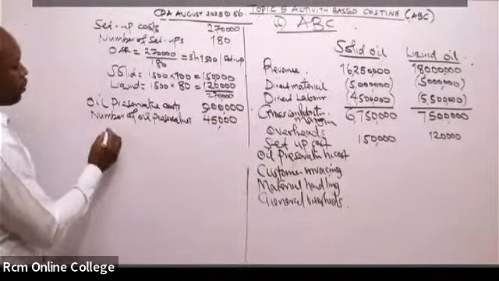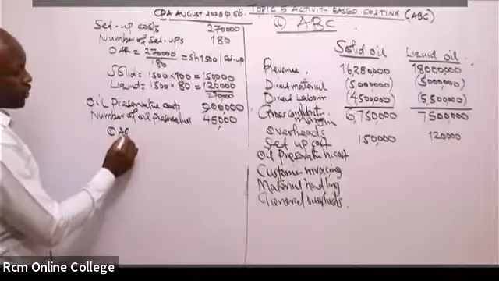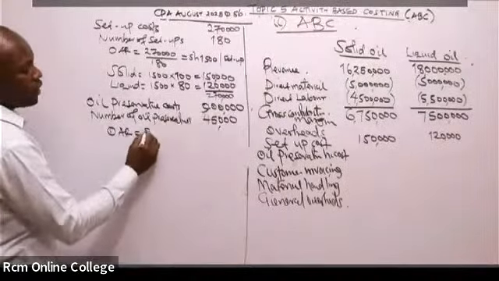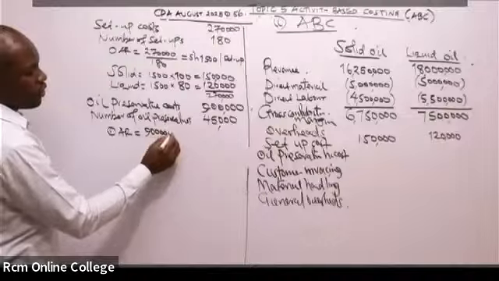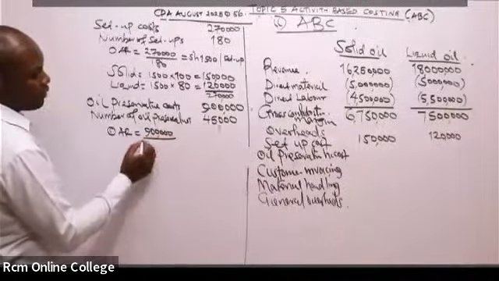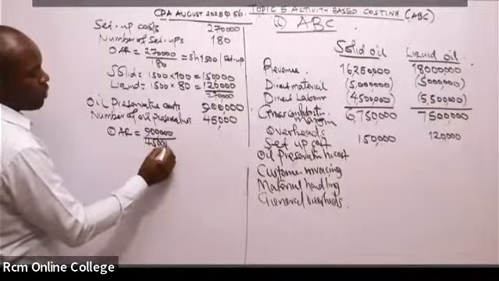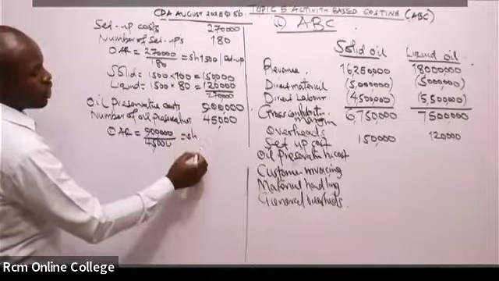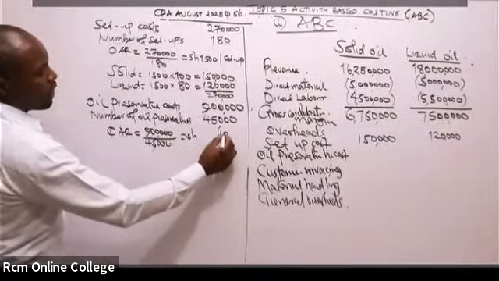Preservatives. Can we get the overhead absorption rate, which is equal to budgeted overheads divided by budgeted activity level, the 45,000 preservatives. So that gives us shillings per preservative.